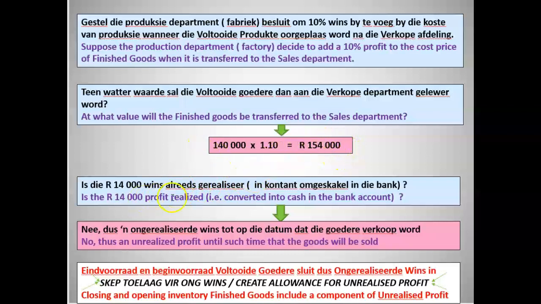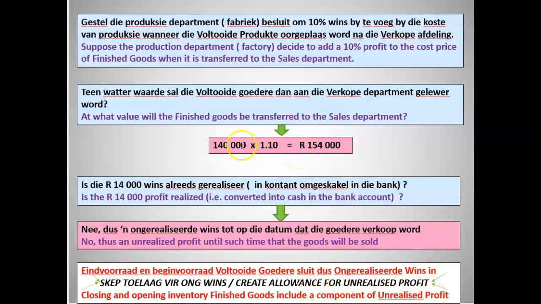Is that 14,000 already a realized profit? No, because it has not yet been converted into cash in the bank account. So when will it then be a realized profit? Once it's sold. Now, we say that for our closing and our opening inventory of finished goods, both of them will contain a component of unrealized profit.